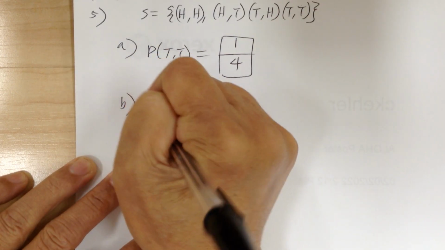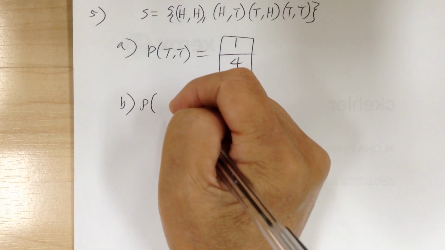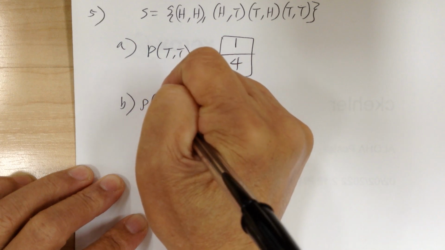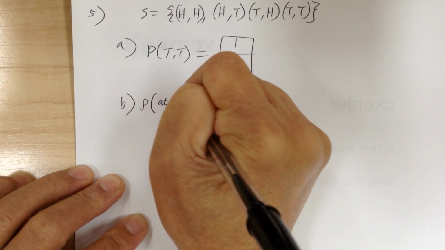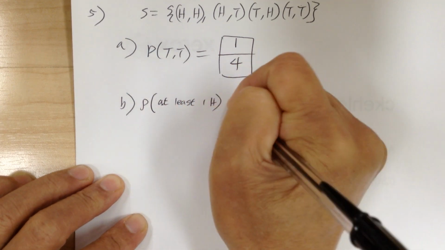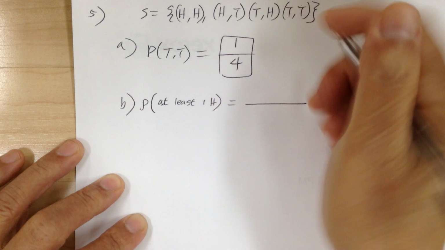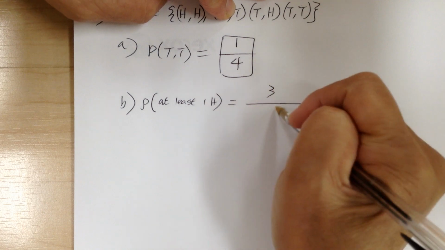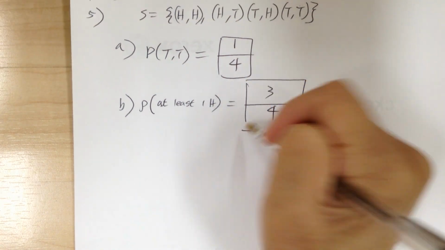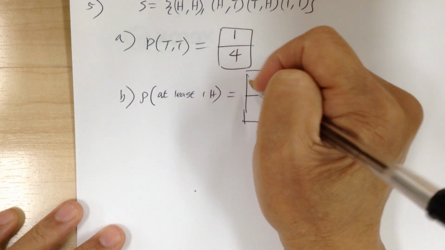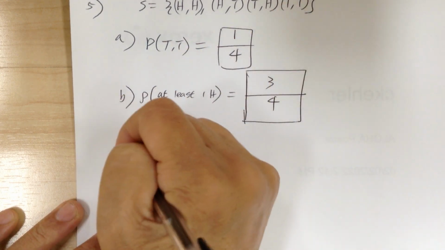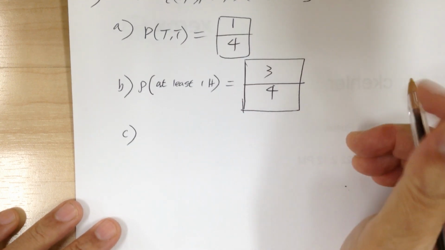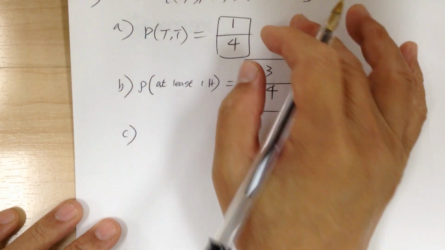Now go to B, the probability of at least one coin turning up heads. So at least one head. Well, look over here. At least one head would be this one, and this one. So these 3 have at least one head, so it would be 3 out of 4. Sometimes if you have the sample space listed out, it's a lot easier to do. But for some problems you cannot, because the sample space is really large or complicated. But for an easy one like this, you can go ahead and list them out.